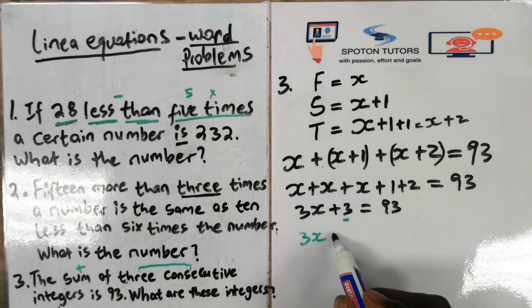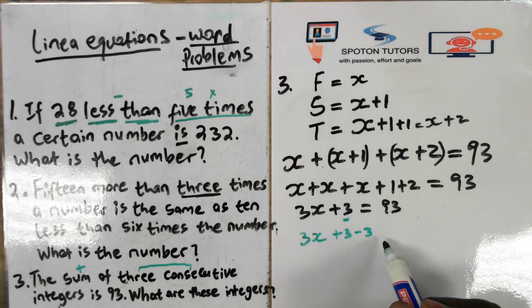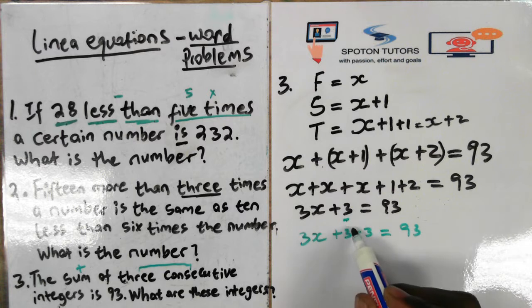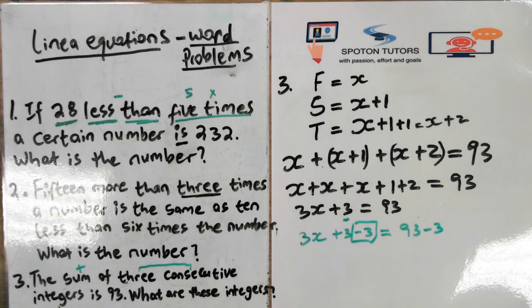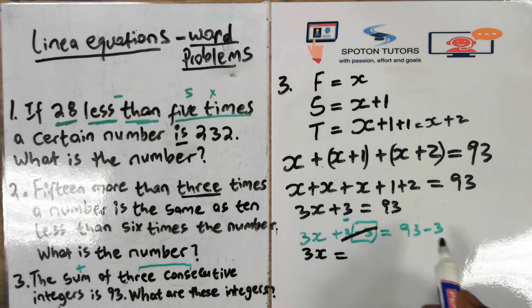3x plus 3. Get rid of this by putting a minus 3. Equals 93. What you did on the left, you introduced negative 3. You must also introduce a negative 3 on the right. Then your solution, 3x, this cancels out to be 0, equals to 93 minus 3, it's 90.